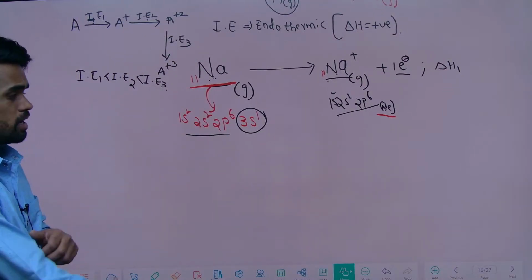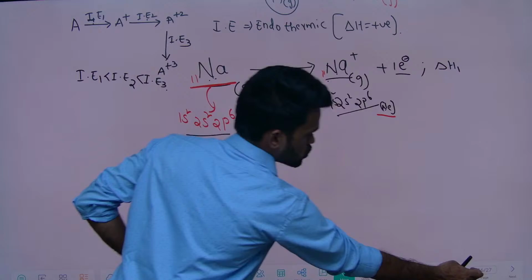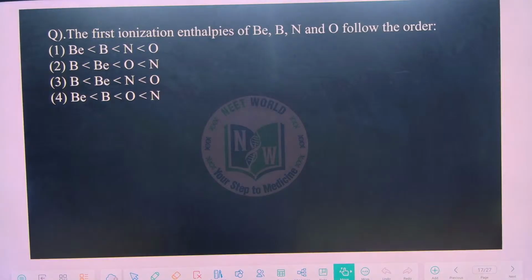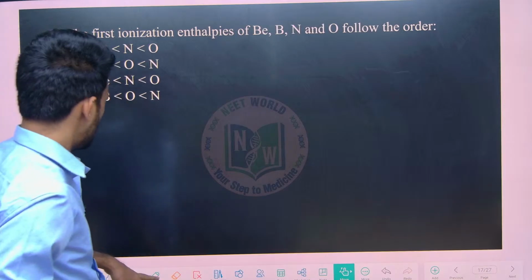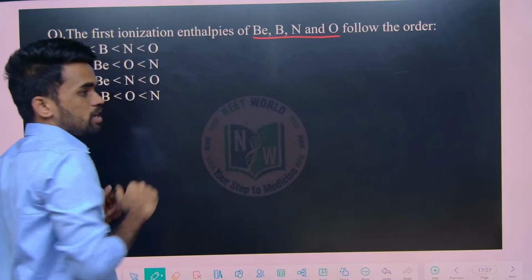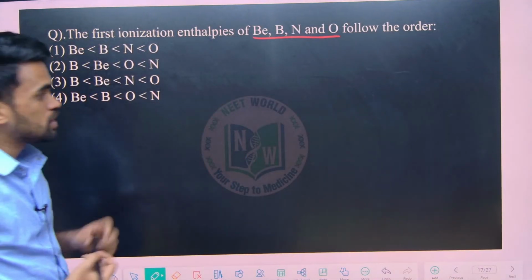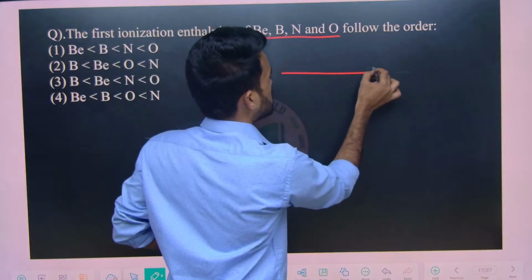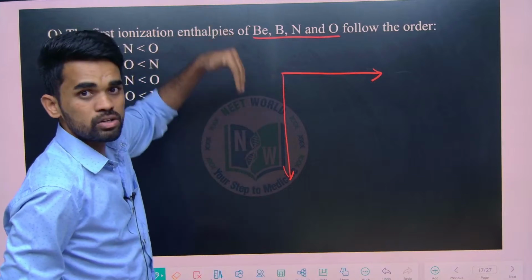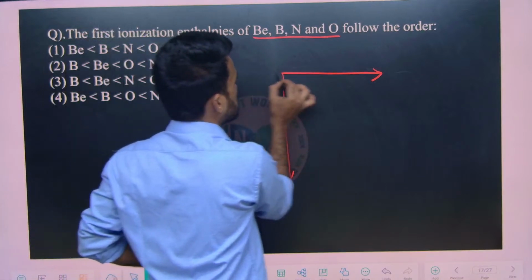Up to here it is clear now. Now they will ask you a question like this. Let me show you the question here itself. They will ask: first ionization enthalpies of beryllium, boron, nitrogen, oxygen follow the order. So they will be giving options like this. It means you need to know how the ionization energy varies across the period and down the group.